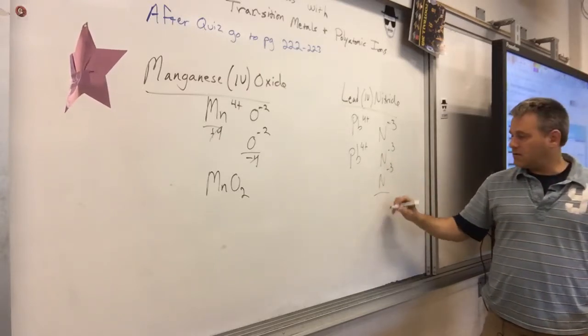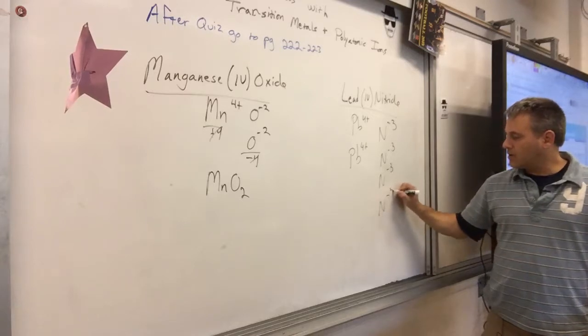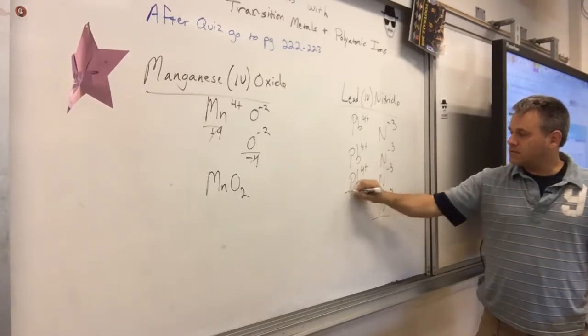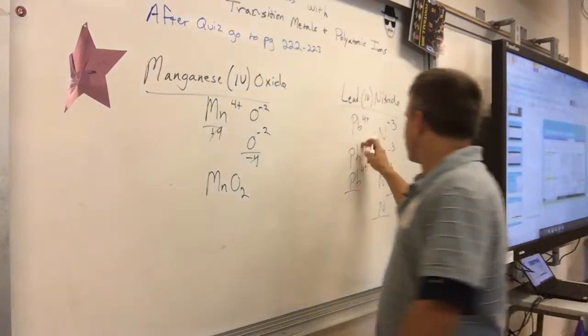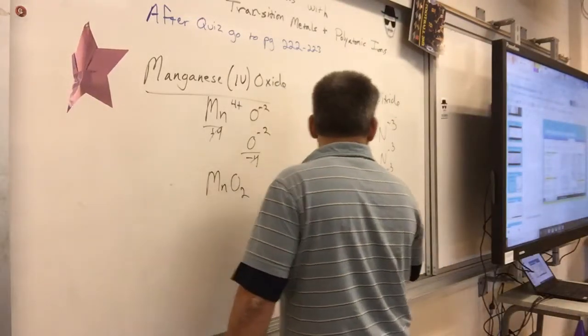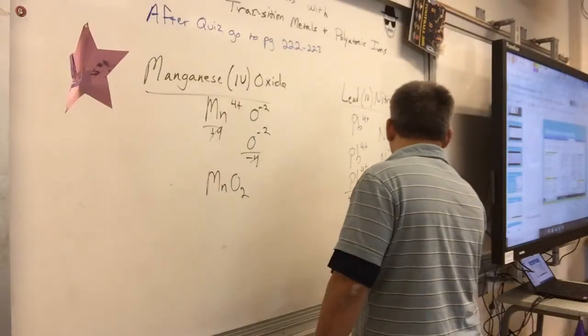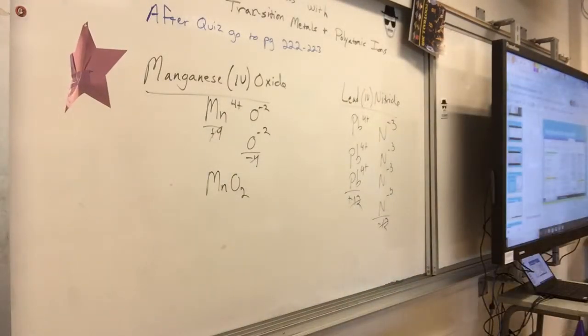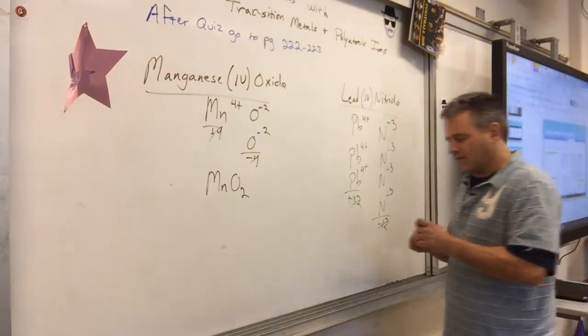That'd be negative 9. Well, you need 4 negative 3s, and you need 3 of these, because 4, 4, and 4 is positive 12. Negative 3 times 4 is negative 12, and they cancel. So Pb3N4.